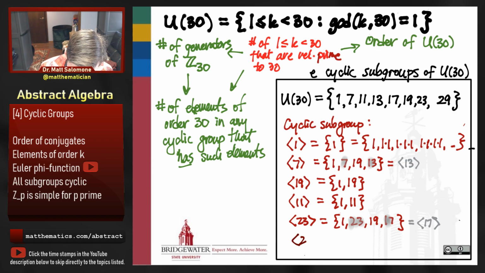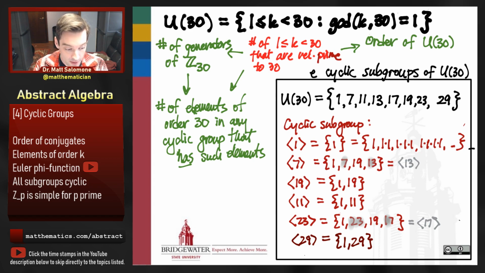I think the one I left off here is the cyclic subgroup generated by 29, which I think has just 1 and 29. Let me double check that. Is 29 an element of order 2? 29 times 29 is 841, and that is equal to 1 mod 30.